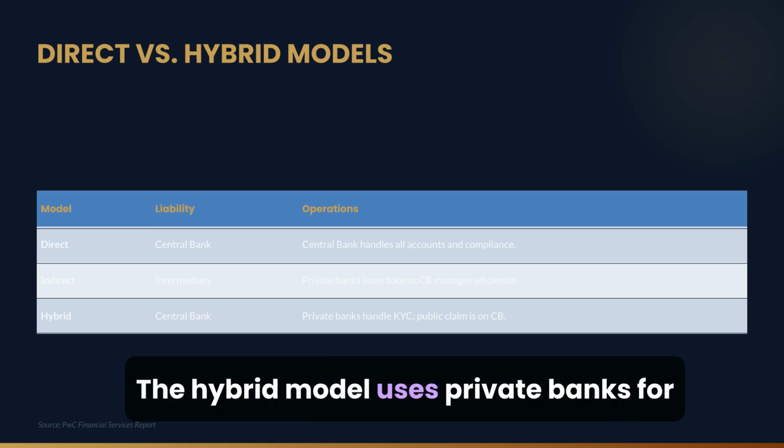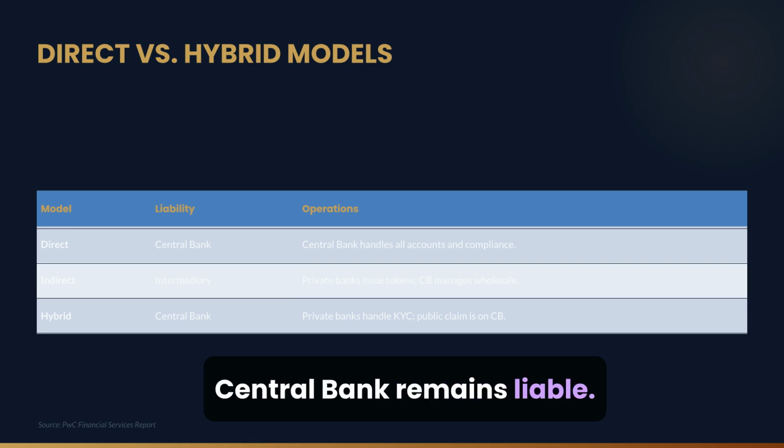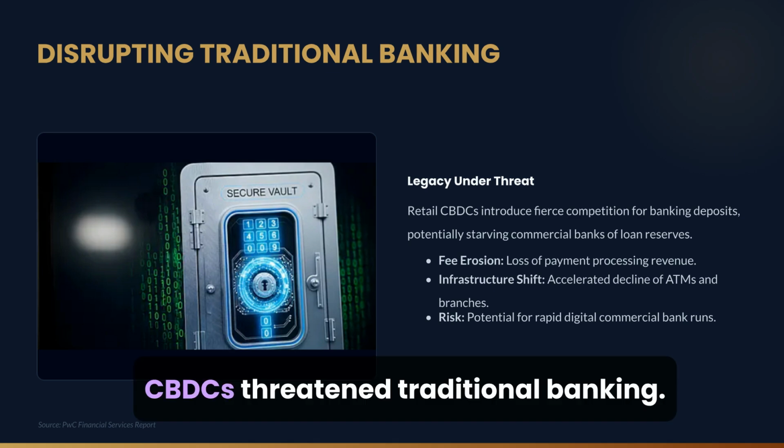The hybrid model uses private banks for accounts and compliance, but the central bank remains liable. The indirect model relies on intermediaries for liability and private banks to issue tokens.